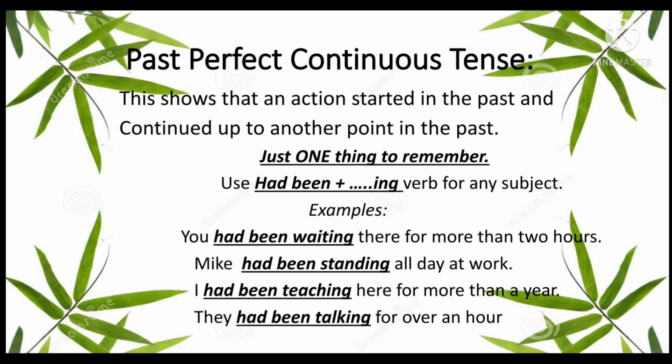The past perfect continuous tense is the fourth one. It shows that an action started in the past and continued up to another point in the past. Now you may forget the definition, but just one thing to remember, and that is use had been plus ing for any subject, noun, pronoun, anything, singular or plural, like you had been waiting there for more than 2 hours.